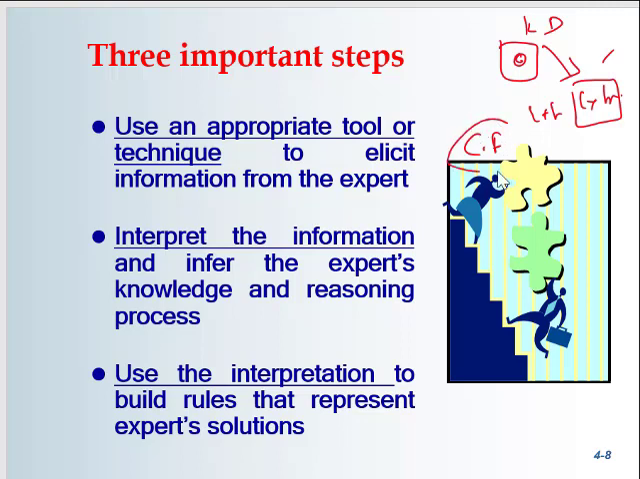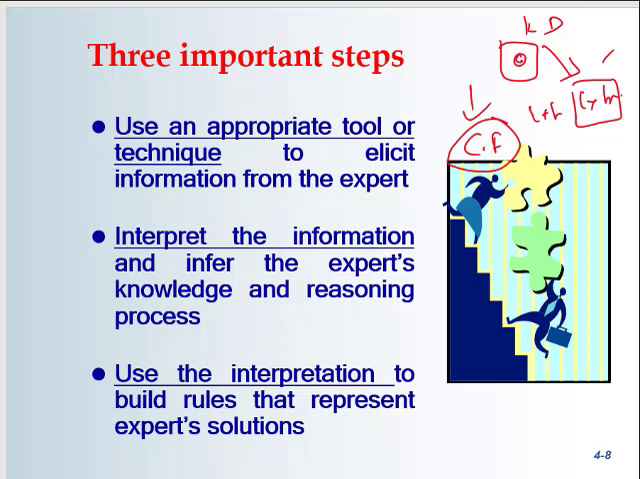That coded form is our next unit. So we need codification of the knowledge. So there are three important steps. First, you need to use an appropriate tool or technique to elicit information from the expert. You can't just go randomly and try to elicit the expert's expertise; rather, you need to use proper tools and techniques. Then you need to interpret the information and infer the expert's knowledge and reasoning process, and use the interpretation to build rules that represent the expert's solution.